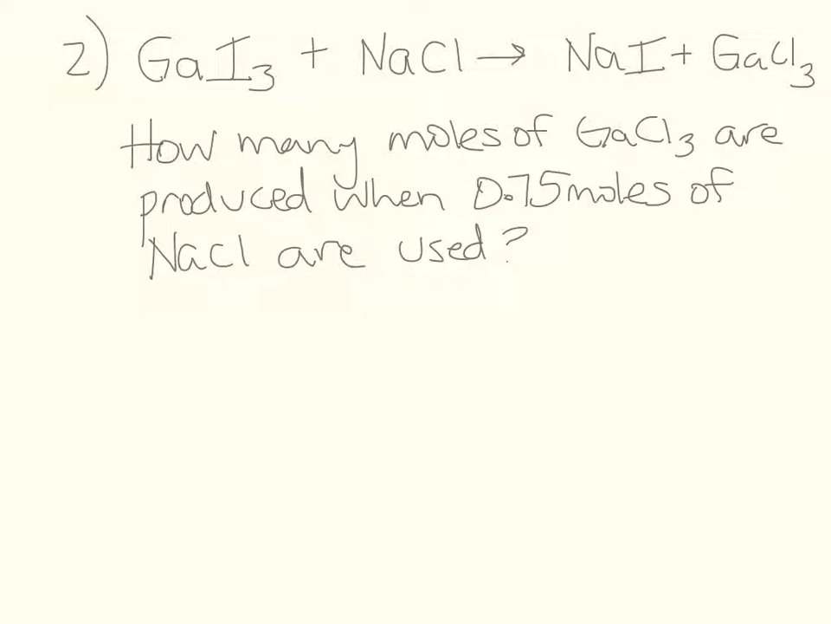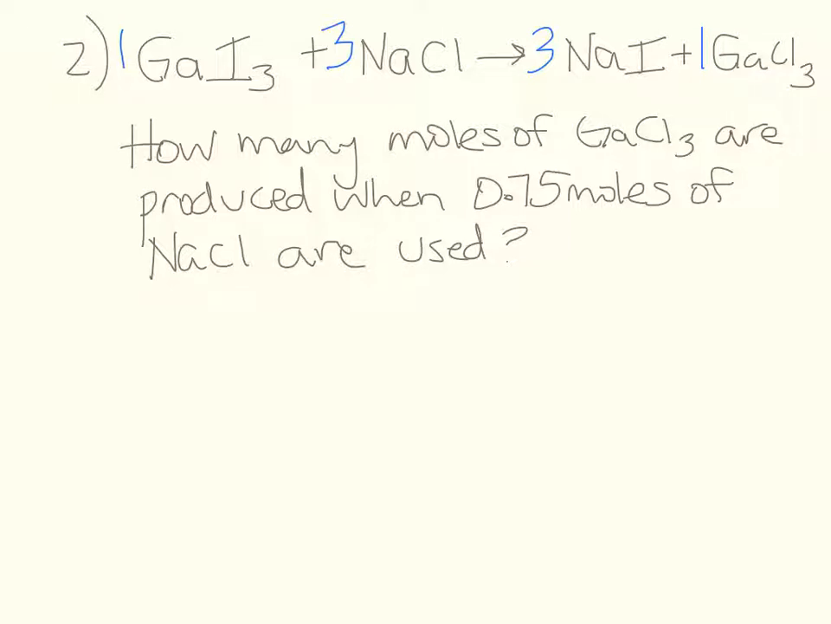So let's pause the video there and balance the equation, and we'll check to see if you did it right. All right, so you should have the coefficients 3 in front of the NaCl and 3 in front of NaI. So the coefficients are 1, 3, 3, and 1.